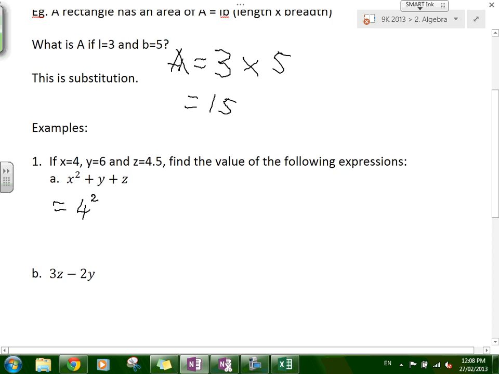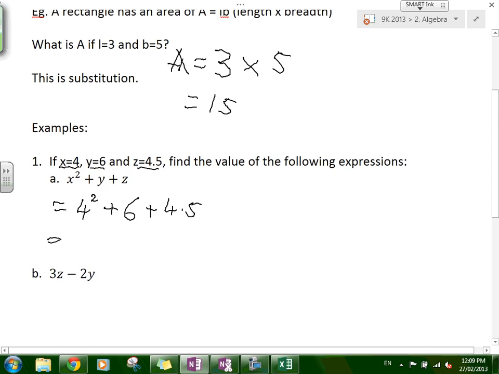We do exactly the same thing to 4 as we did to x, because in this case we're saying 4 instead of x, because it's given to me in the question. X is equal to 4. Okay? And then I say plus y, and y is equal to 6, so I'm going to put in 6, and z is equal to 4.5, so I do plus 4.5.